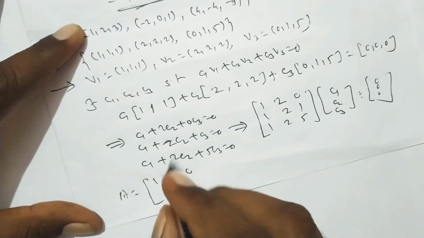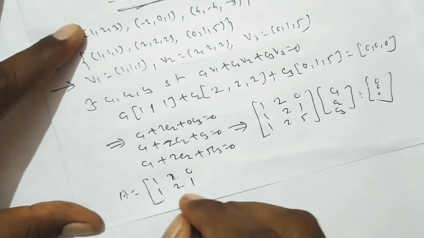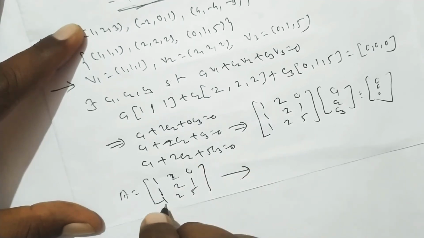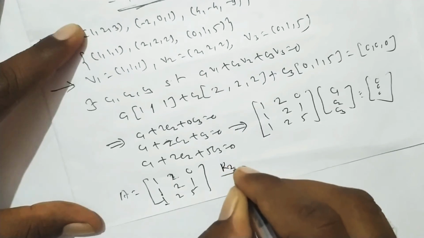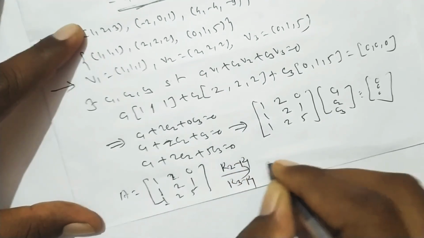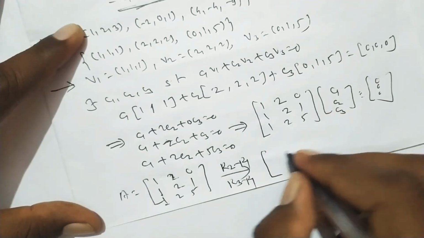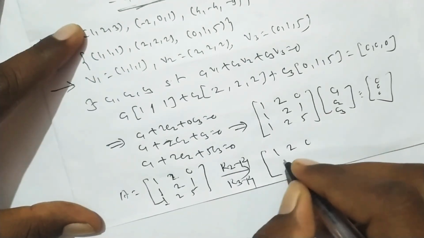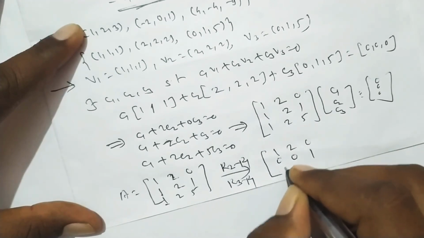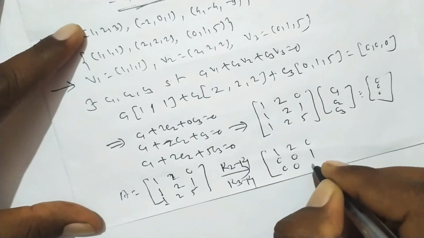So 1 2 0, 1 2 1, 1 2 5. Okay, now we have to make this element 0 and this element 0. For that we have to use the operations R2 minus R1, R3 minus R1. If you use this operation, then this becomes 1 2 0, 1 minus 1 is 0, 2 minus 2 is 0, 1, 1 minus 1 is 0, 2 minus 2 is 0, 5.